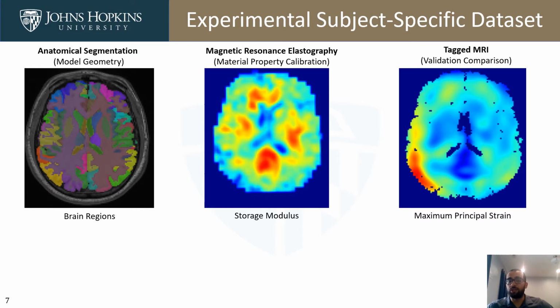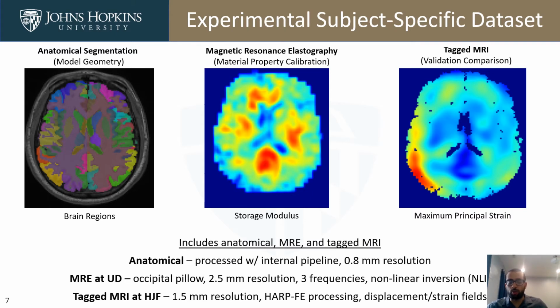All of this data has been co-registered so that each point in each one of these images aligns to the same point in the other images. And here's some more information about how it was acquired and how it was processed.